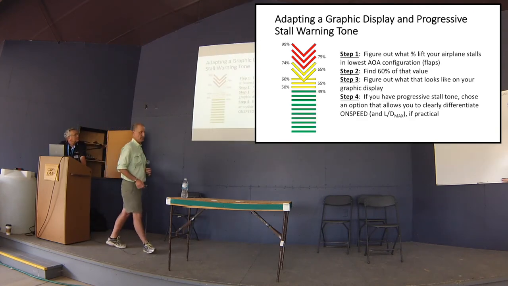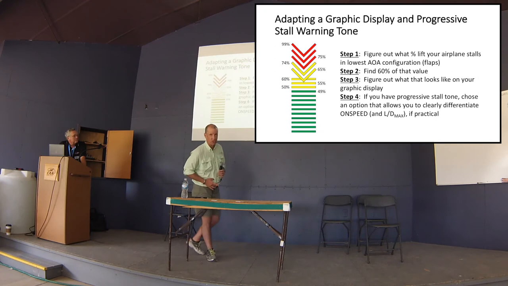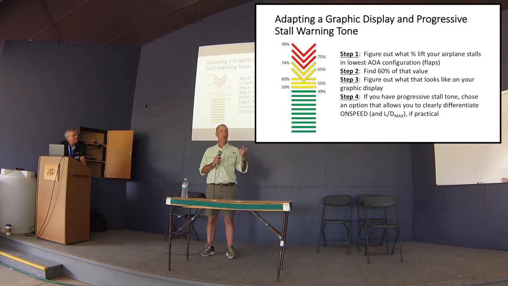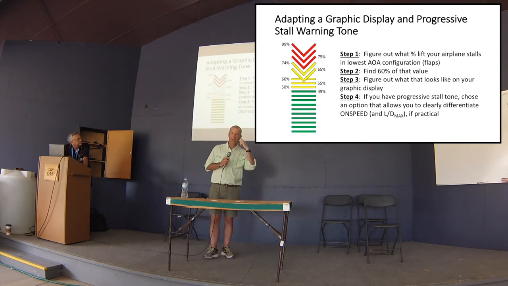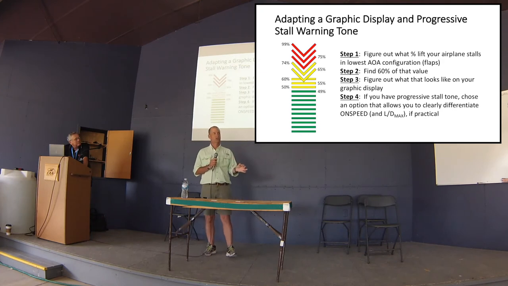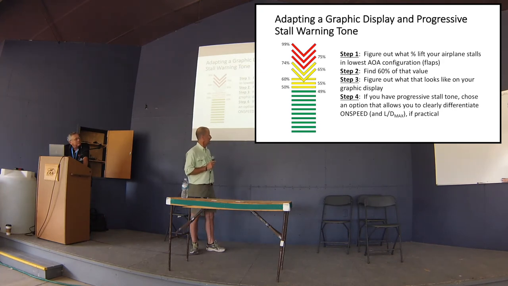And then the last step is, if your system has a progressive stall tone, you might want to figure out how that works, and then apply that to this as well, okay? So you may be able to listen to LRD max, you may be able to listen to on speed, and you may be able to listen to the stall. It just depends on how your system works. They're all just a little bit different, okay?